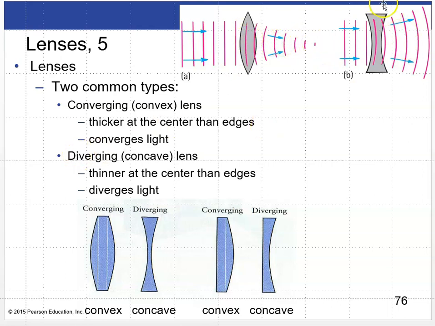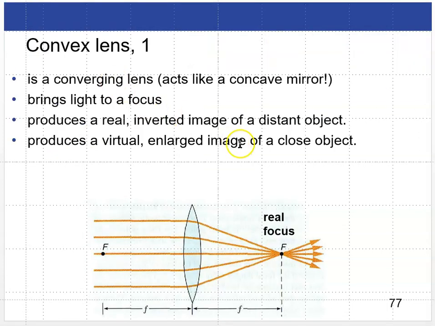The other is a diverging or concave lens. That means it is thinner at the center than it is at the edges. When light comes into this lens, it diverges. That's why it's called a diverging lens. Now, a convex lens will act like a concave mirror. It brings light to a focus. So in other words, when parallel light comes in, it will come to a common point called the focus. It produces a real inverted image of a distant object or a virtual enlarged image of a close object, just like a concave mirror does.